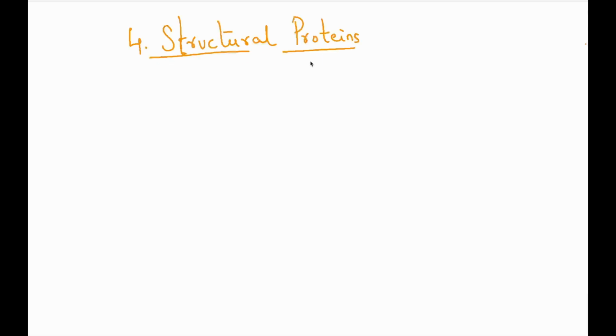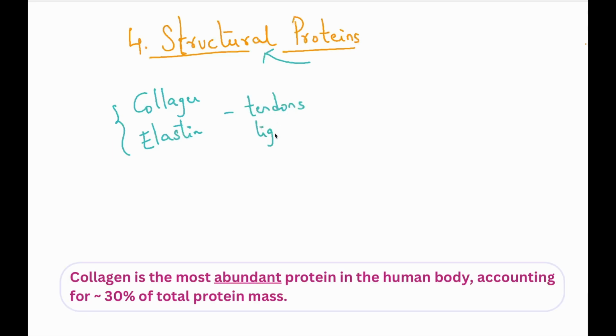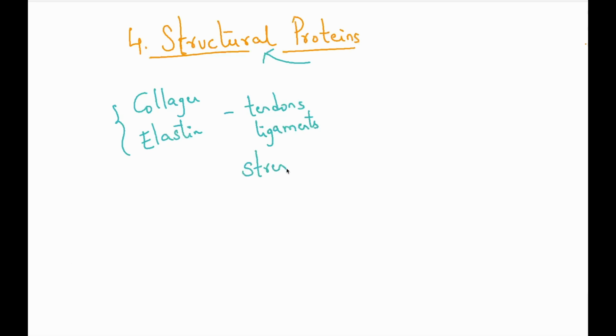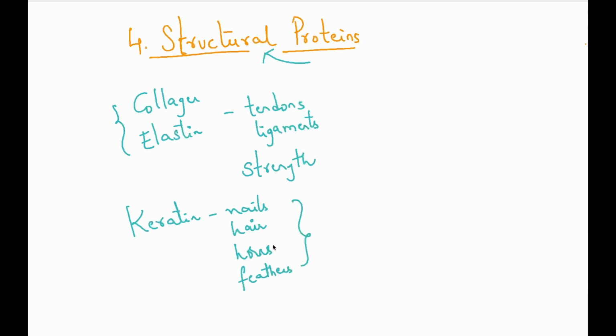So another function of proteins is in structure. Collagen and elastin are two important proteins that are found in the connective tissues, tendons, and ligaments. So these two proteins provide structural support and strength for all these tissues. Another important example is keratin, which is usually found in nails, hair, horns, and feathers. So this is also an important structural protein which is found in animals. So these are three examples of proteins that function for maintaining the structure.